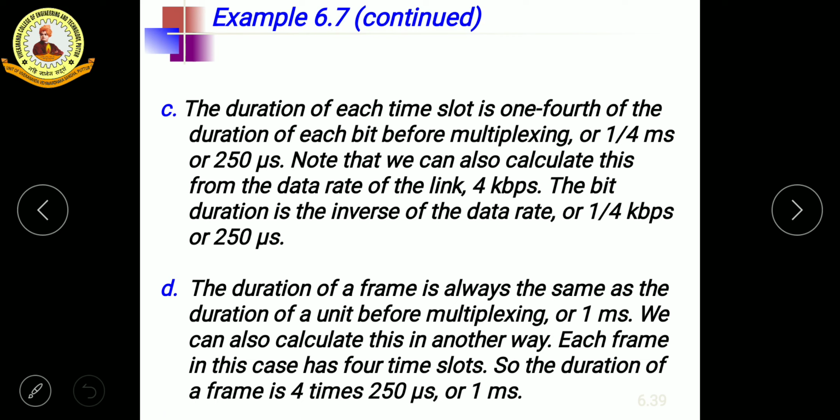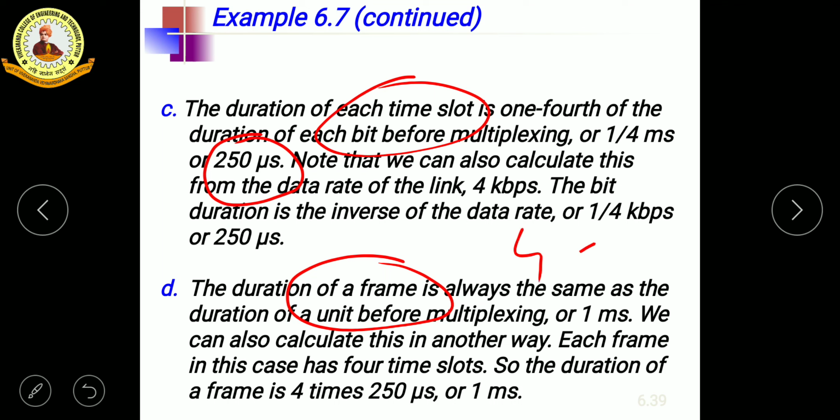Then C, the duration of each time slot is 1/4 of the duration of each bit. Why 1/4? As I've already told, there are 4 sources. So 1 by 1/4 millisecond. It is also 250 microseconds. This is the duration of each time slot, and this is the duration of the frame. So each time slot ends in 250 microseconds. Then 4 into 250 microseconds, that is 1 millisecond. That is the answer for D.